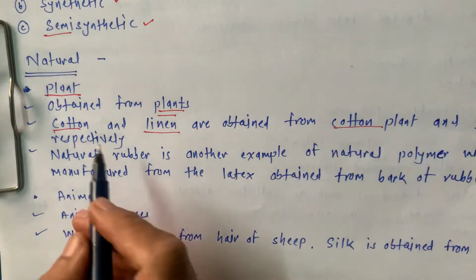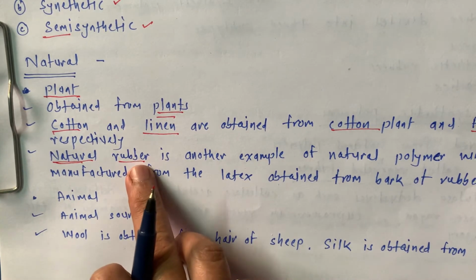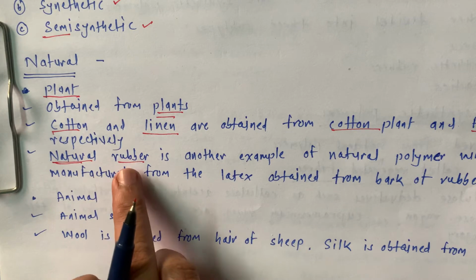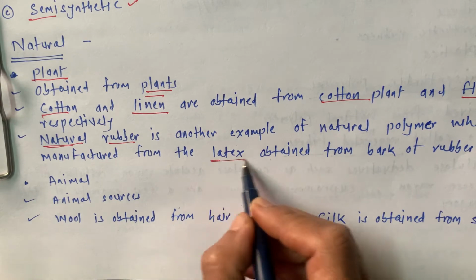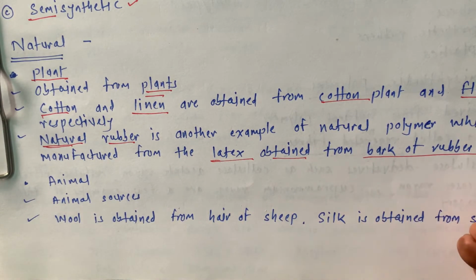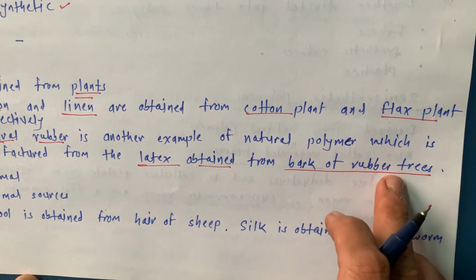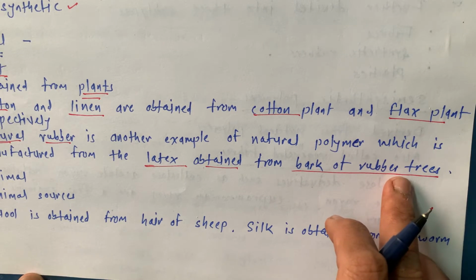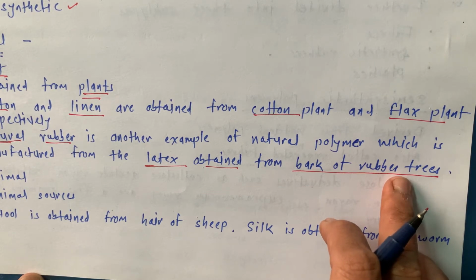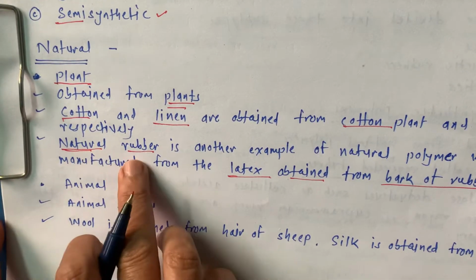And one more is natural rubber. The word used is natural rubber, because there is also a synthetic rubber, but natural rubber is also available, and we get it from the latex obtained from the bark of rubber trees. In Kerala there is a rubber plantation, and you can remember that picture you studied in geography, a big rubber tree with small pockets on its stem. From that bark we get this latex, and from that latex we prepare natural rubber.